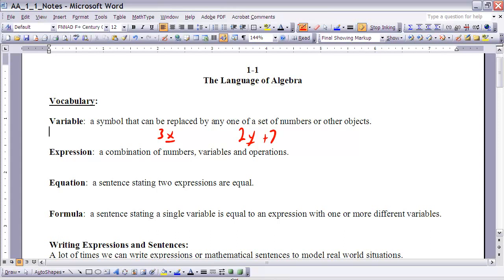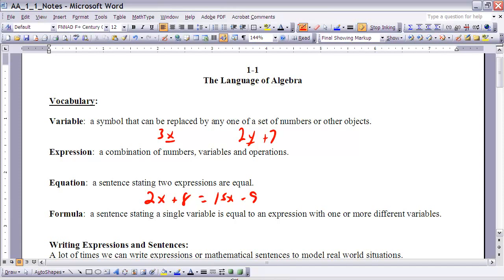The third term, equation, is a sentence stating that 2 expressions are equal. So when we talk about algebra, we're really learning a language, okay? And the sentence of this language is an equation. So if I say something to the effect of 2x plus 8 equals 15x minus 9, that's an example of an equation or a sentence in algebra.